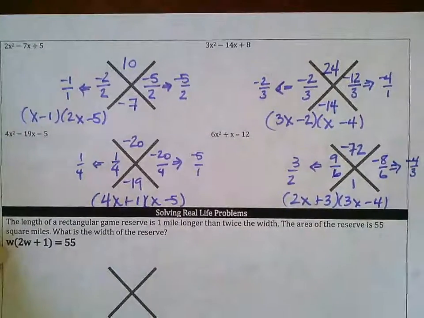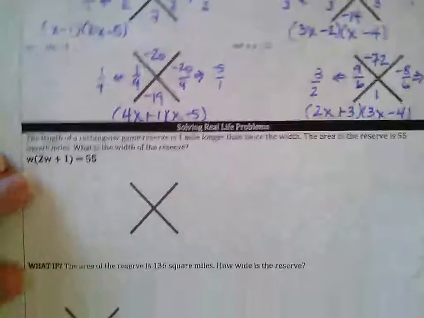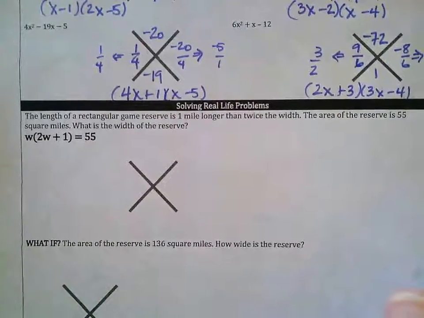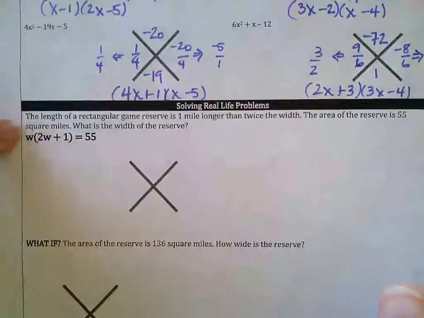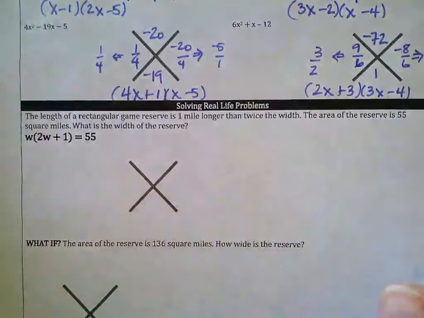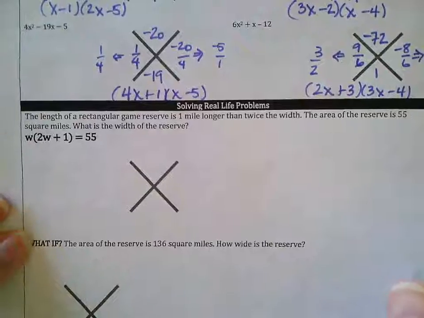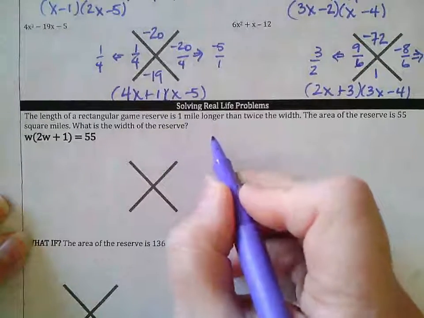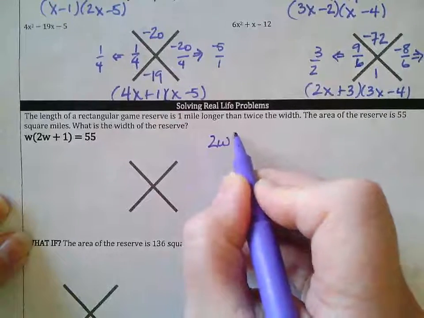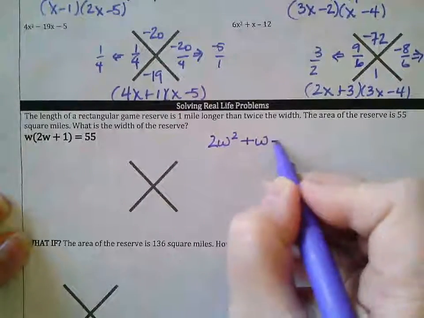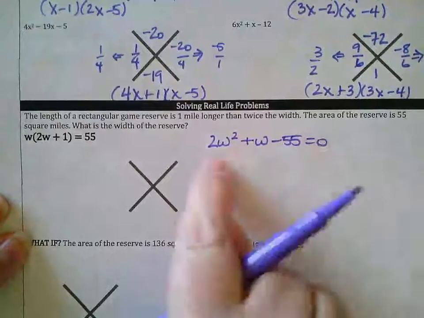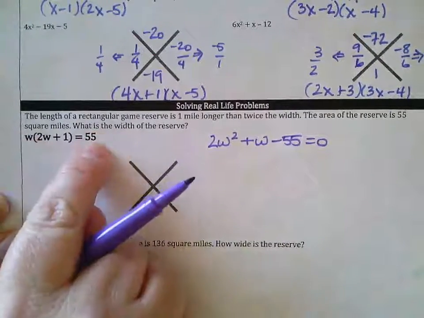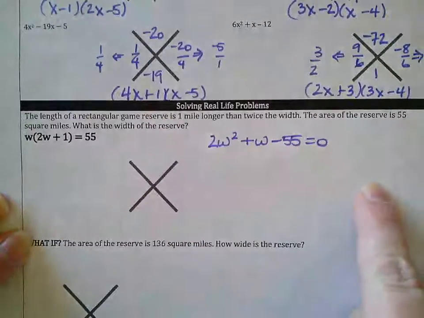Let's solve some real life problems. I have less than a minute left on this video. So the length of the rectangular game reserve is 1 mile longer than twice the width. So this is what the equation looks like. The area of the reserve is 55 square miles. What is the width of the reserve? So 2w squared plus w minus 55 equals 0. Remember, when we do this, we have to equal 0.